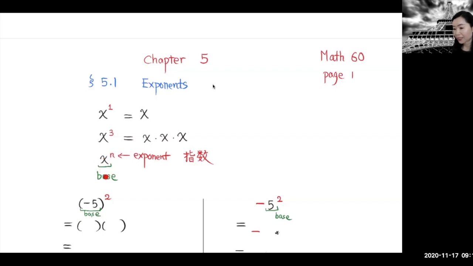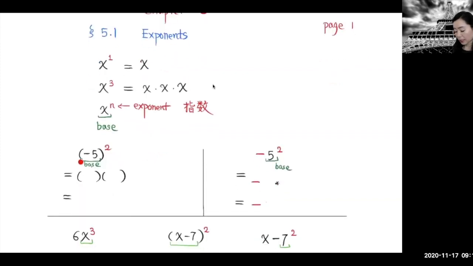Okay. Now, (-5) to the second power, this whole thing in the parentheses is a base, which indicates that the -5 is multiplied by itself twice. Okay. So the result here is what? 25. Possibly 25.